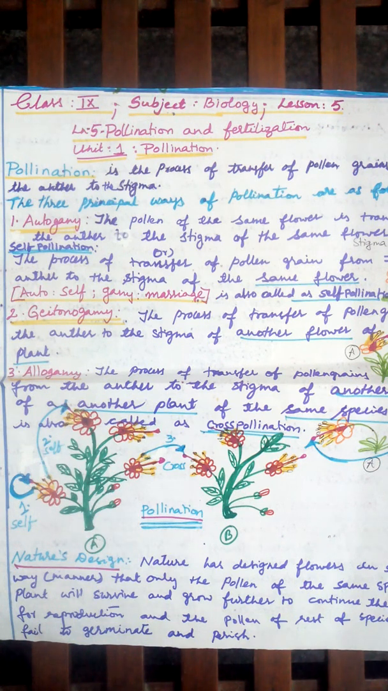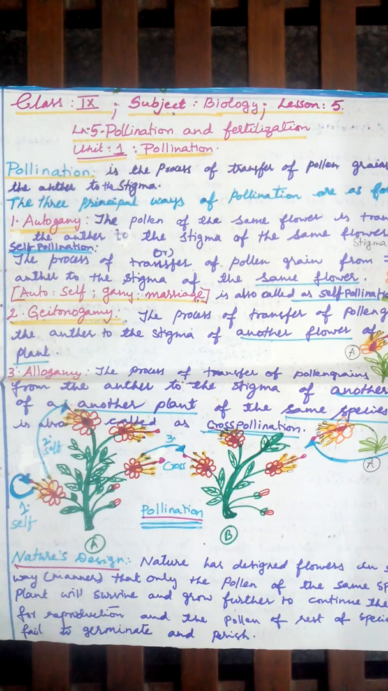So that is, the pollen grains must reach the stigma. By any ways, this pollen grain must reach the stigma. That is called the process of pollination. The process of pollination is the transfer of pollen grains from the anther to the stigma. It takes place in 2 ways: self-pollination and cross-pollination.